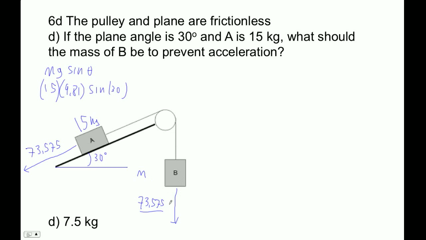It could move up or down at a constant velocity, but it wouldn't accelerate because there's an equal and opposite force on either end of the rope. So basically this problem is simply what is the mass of B such that it weighs 73.575? So weight is mg, right? So 73.575 equals m times 9.81, and this is the mass of B. So if I divide that by 9.81, of course I'm going to get 0.5 times 15, right? I get 7.5.